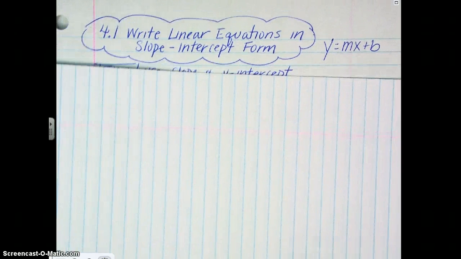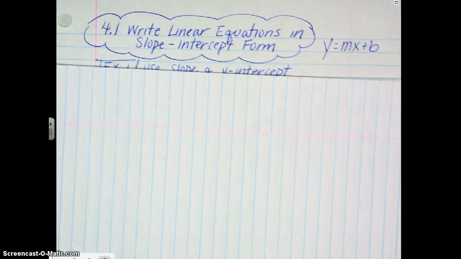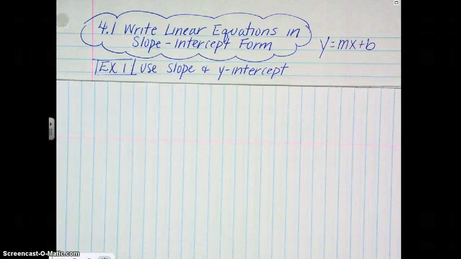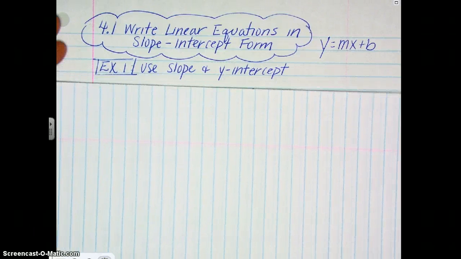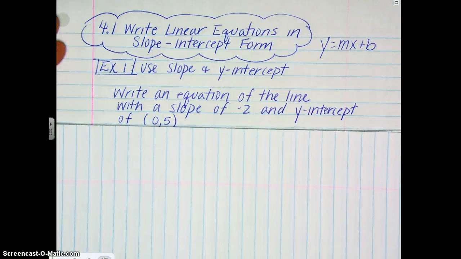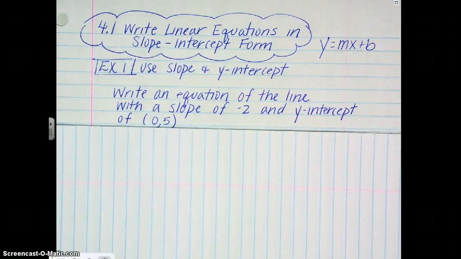So if we look at example 1, we're going to look at how we can write the equation of a line if we know the slope and the y-intercept. For example, let's say we want to write an equation of the line with a slope of -2 and y-intercept of (0, 5). If our slope is -2, that's the m, and our y-intercept is the point (0, 5), so 5 is the b.